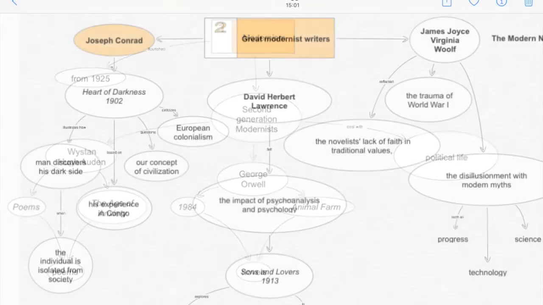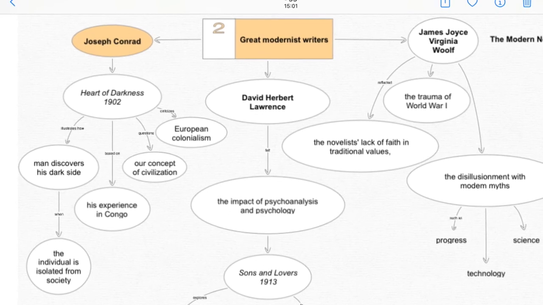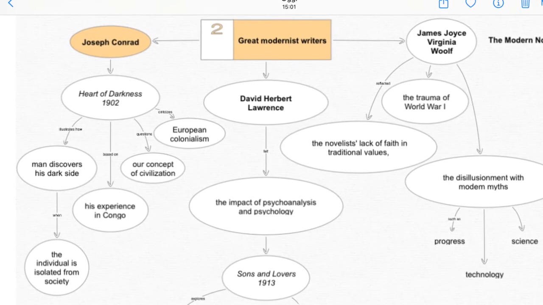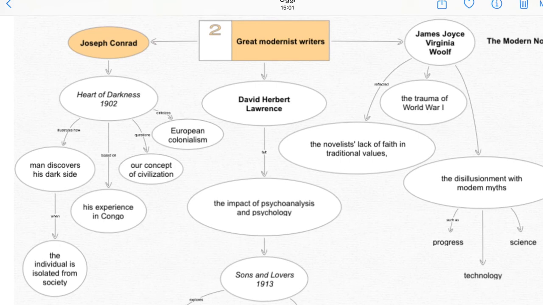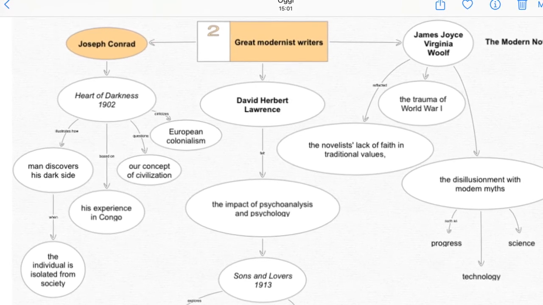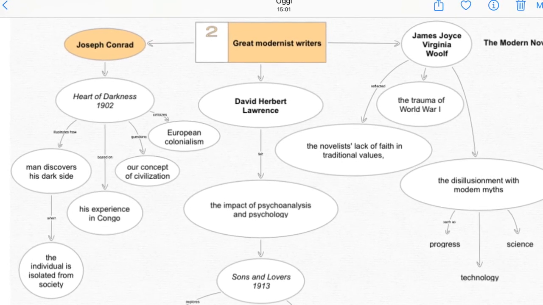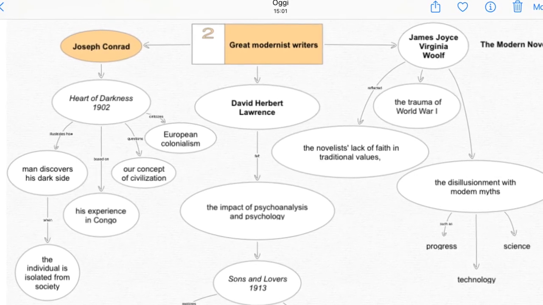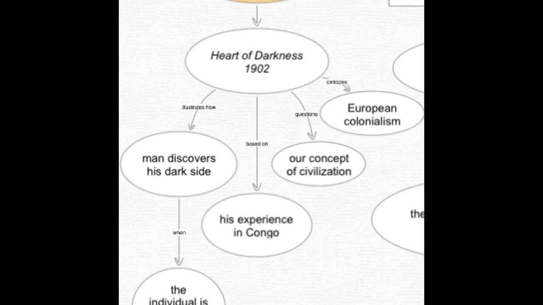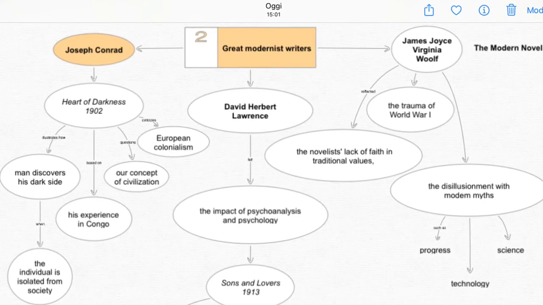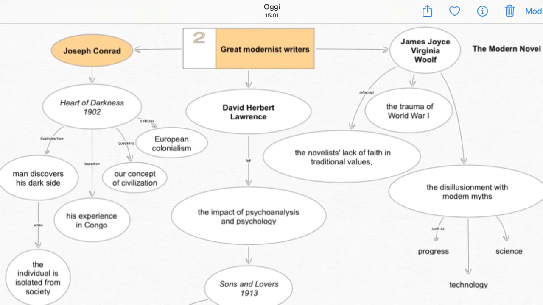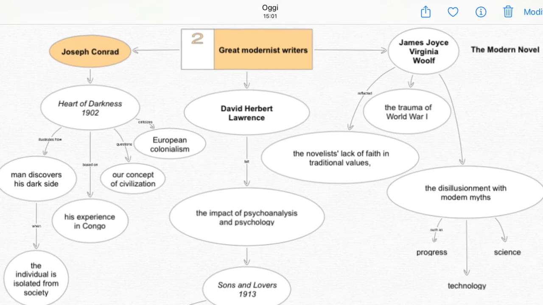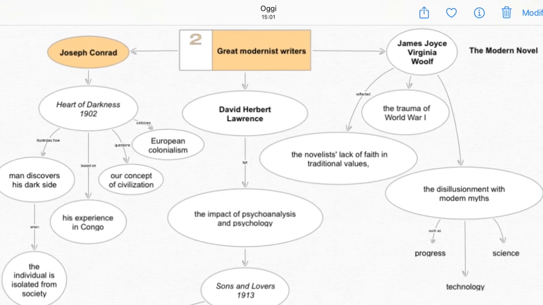Of course, we can't overlook the works of other great modernists, such as Joseph Conrad and David Herbert Lawrence. Their novels were quite traditional in structure and form, yet they were brilliant innovators. Joseph Conrad was a modernist pioneer. In 1902, he wrote Heart of Darkness. The novella challenges our understanding of civilization and criticizes European colonialism.